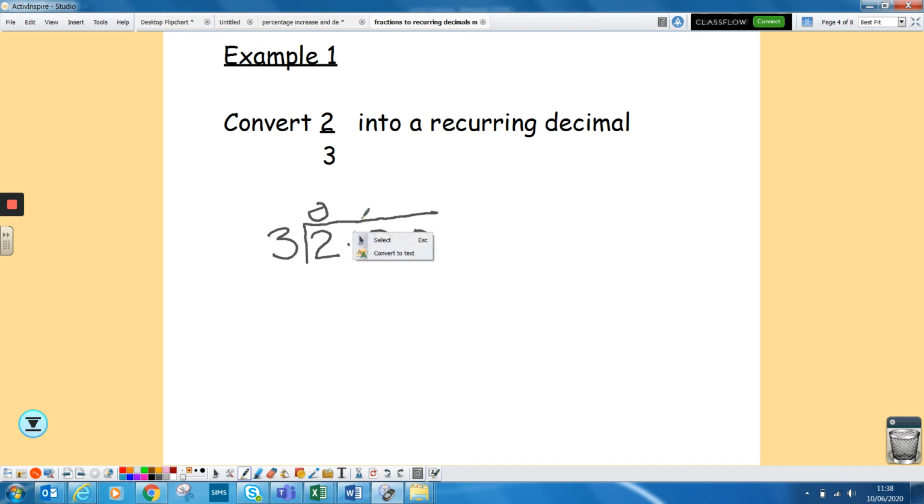So I need to carry that 2 over there, which leaves me making that into a 20. So then we've got 3 into 20. So 3 goes into 20 six times with 2 remainder. And then again, 3 goes into 20, and as you can see, we're going to keep getting a 6 with 2 remainder. So I don't need to go any further. That's proving it there. My answer is going to be 0.6 recurring.